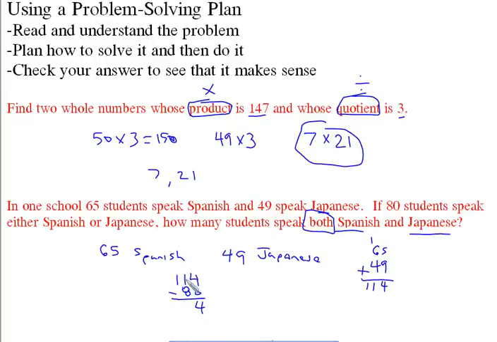And so 1 minus 8 doesn't work, so we borrow from here again. 11 minus 8, that's going to be 3. So 34. So 34 speak both. And does that make sense? 34 would speak both of those languages? Sure it does, because then we add 34 plus 80, and we get 114. And that seems pretty reasonable.